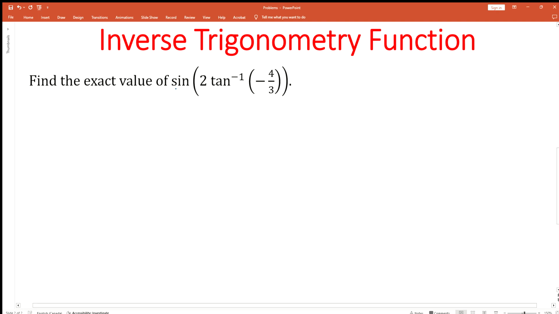Since the outer function is sine, the value of this term should be within the range of sine function. This is a very important concept we need to understand and memorize. Let's assume this term is equal to y. The value of y should be between negative 1 and positive 1 because that's the range of sine function. The first step is to find the value of the inner function, inverse of tan.